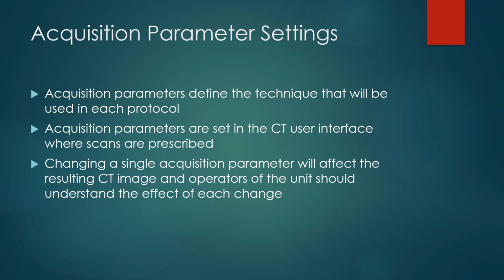Acquisition parameters define the technique that will be used in each protocol. They are set in the CT user interface. Changing a single acquisition parameter will affect the resulting CT image and dose to the patient. Operators of the unit should understand the effect when the following parameters are changed.